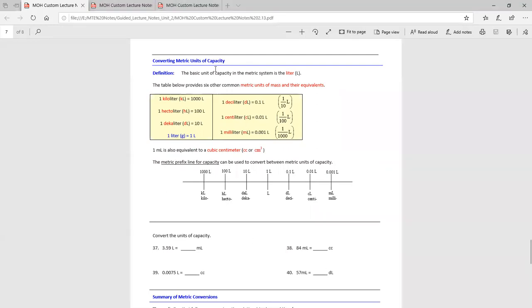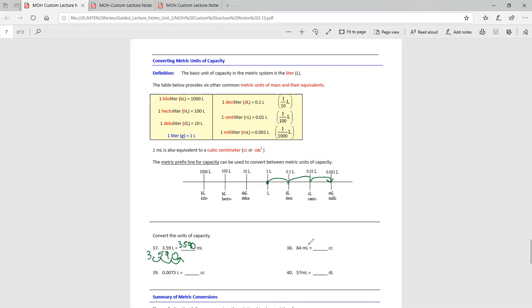So 37. We're starting with 3.59 liters, and our destination is milliliters. So we're starting here, and we need to end up at milliliters, which is at the far right. So we're going right 1, 2, 3 times. We'll do the same thing to the decimal: 3.59, we go right 1, 2, 3 times. There's a filler 0 needed, and that'll now be 3,590. And that's milliliters. We went from liters to milliliters, so 3 times to the right.